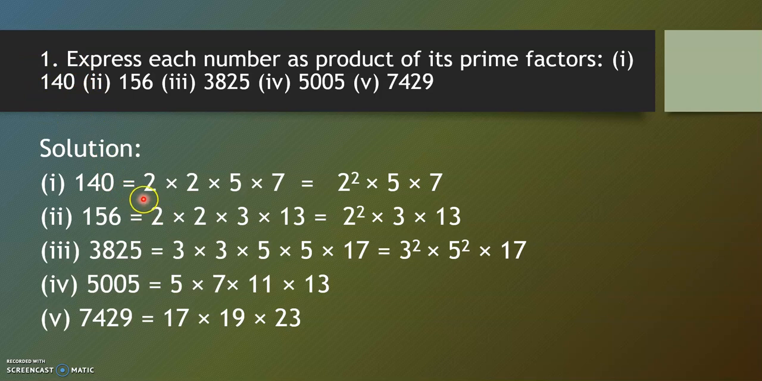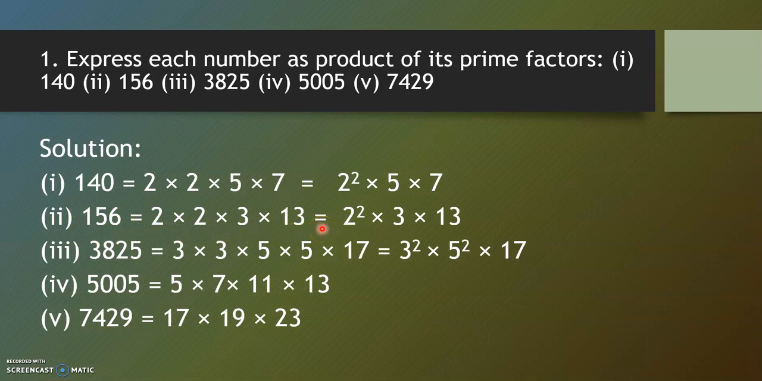So you have to take the first part as 140, and you have to do the prime factorization as 2 into 2 into 5 into 7. And this 2 into 2 can again be written as 2 raised to the power 2 multiplied by 5 into 7. Again, question number second. 156 can be factorized to 2 into 2 into 3 into 13.